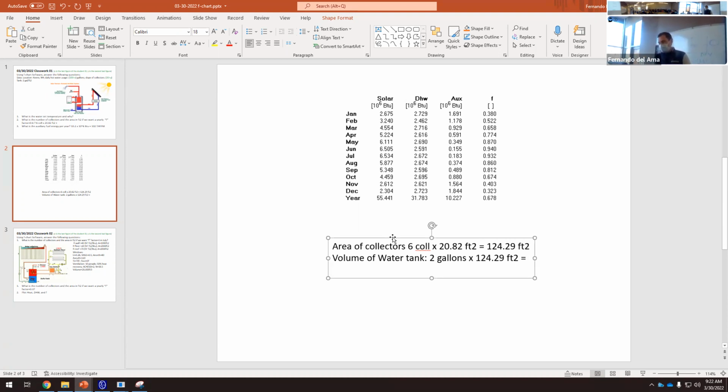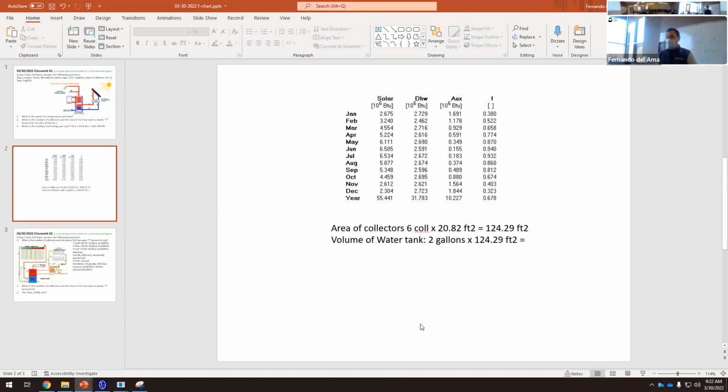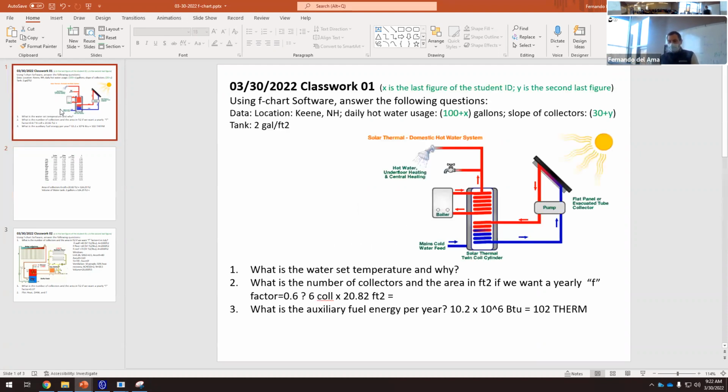Okay, so basically this is all we need. We need the area of collectors, we need the volume of the water tank, and then we need pipes. Yeah, we need a plumber who works with this. So we have the collectors on the roof. Probably the water tank is in the basement or somewhere else, and then we need to connect with the pipes the collectors and the tank. And this is the schematic view.